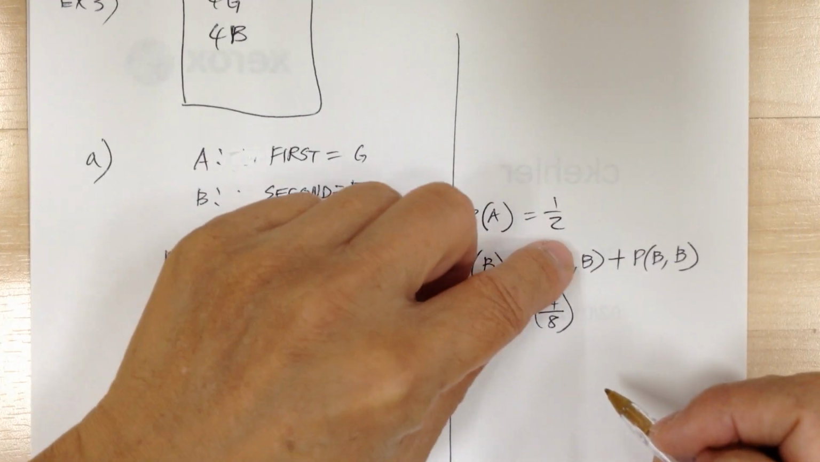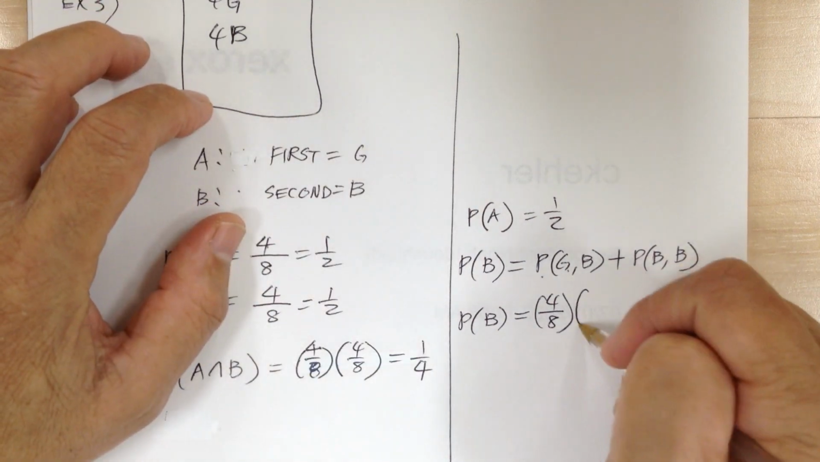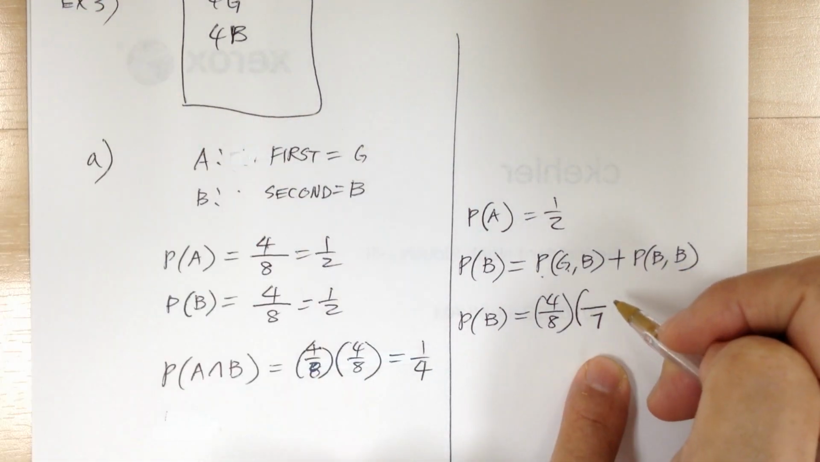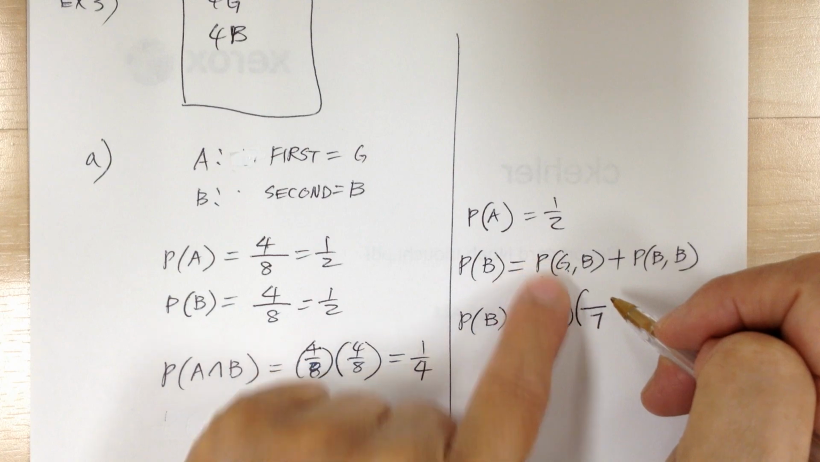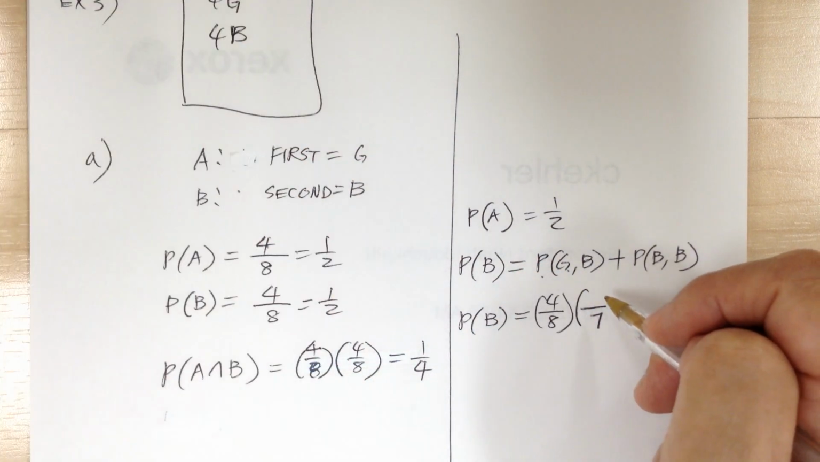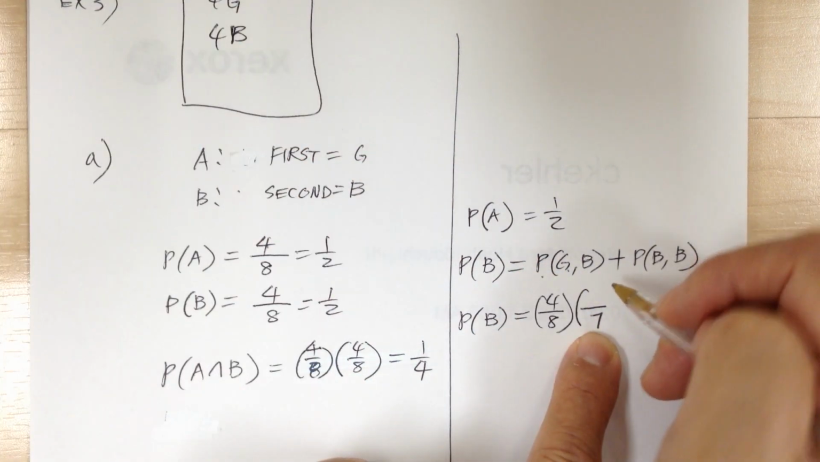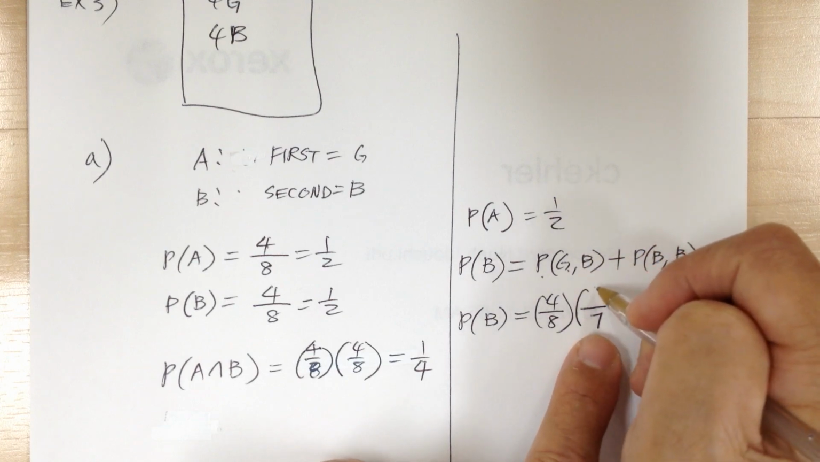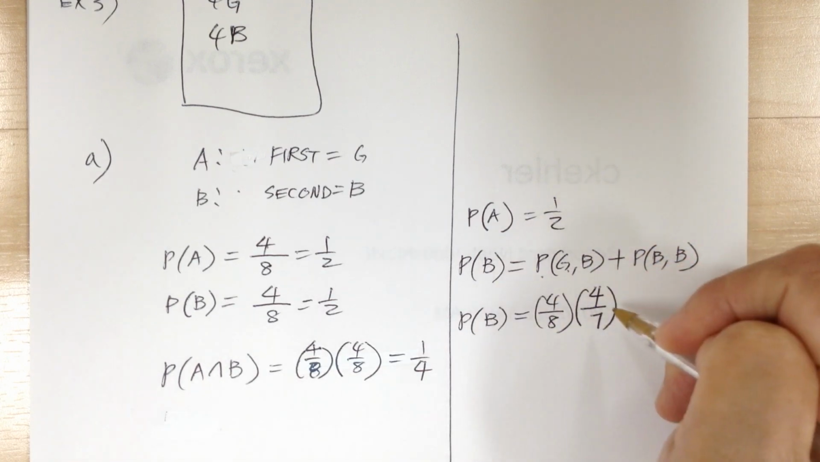Now remember, this one you don't put back. So for part B you don't put back. So you get green, you put it aside. So now the sample space becomes 7. Because the first one is green and gets put aside, now there are only 7 in the bag. And you want to get blue. There are 4 blues. So that would be 4 out of 7.